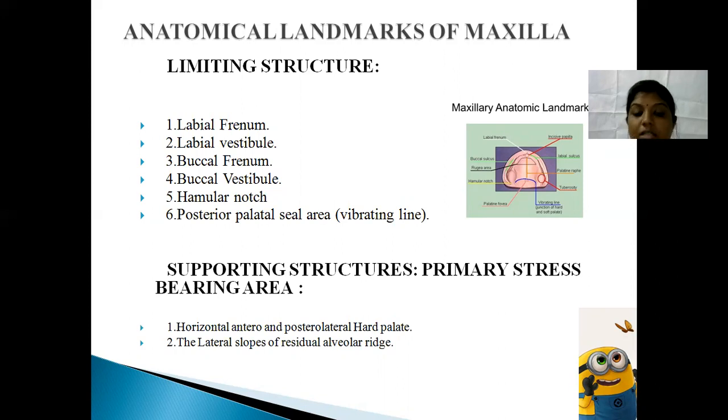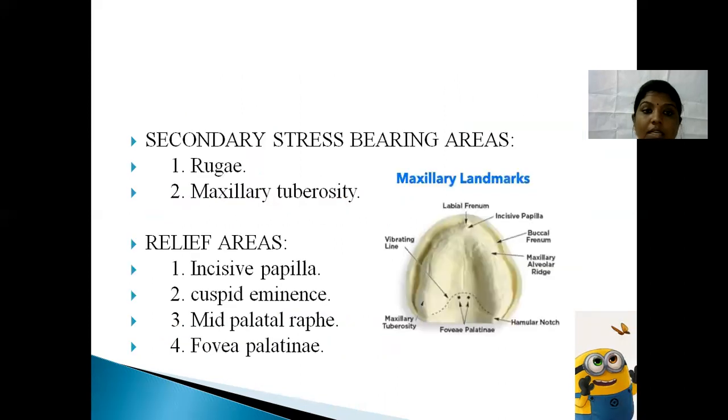Under the primary stress bearing area, we have the horizontal anterior and posterolateral hard palate and the lateral slopes of the residual alveolar ridge. And under the secondary stress bearing area, we have the rugae and the maxillary tuberosity. Next are the relief areas. Relief areas are those areas which are not capable of bearing the stresses, so we have to provide relief while taking the impression and while making the denture.